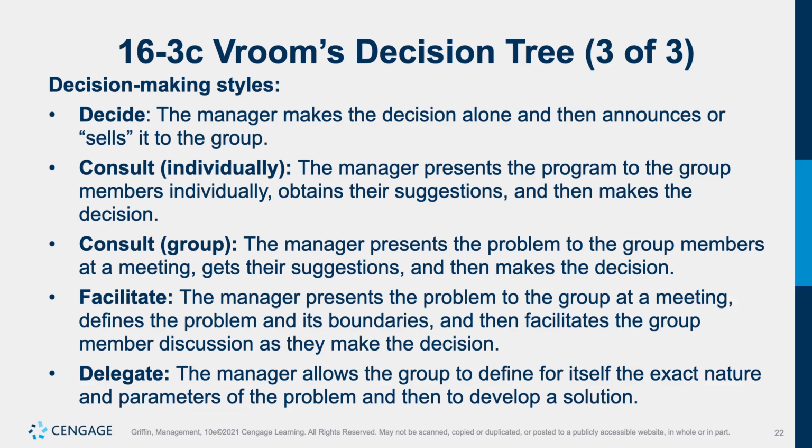Finally, on the Vroom's decision tree, now we find out the decision making styles, right? To maximize effectiveness of decisions, one of five leadership styles should be adopted for decision making, depending on the situation. And the first of such leadership styles would be to decide. This style precludes that the manager makes the decision alone and then announces or sells it to their group, right, or to their work group.